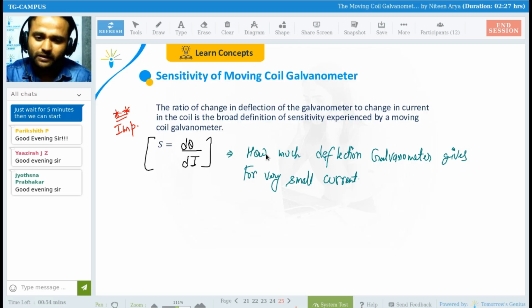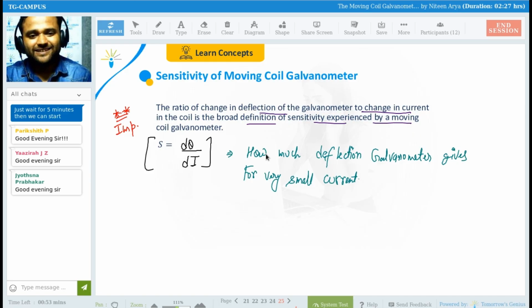The proper scientific terminology: the ratio of change in deflection of the galvanometer to change in the current in the coil is the broad definition of the sensitivity experienced by a moving coil galvanometer. Or for better understanding, how much deflection the galvanometer gives for very small current. That is your sensitivity. Clear na? The more sensitivity, the more proper work it can do, the smaller current it can observe.